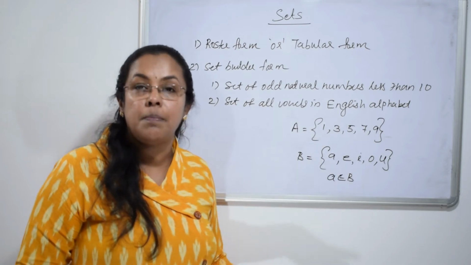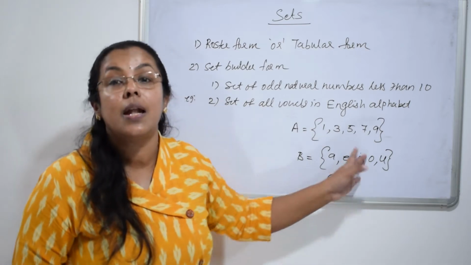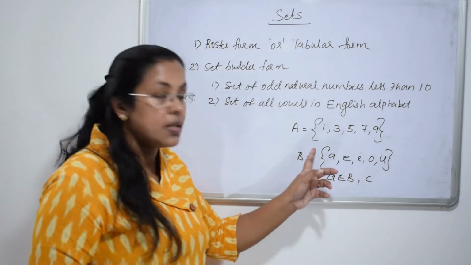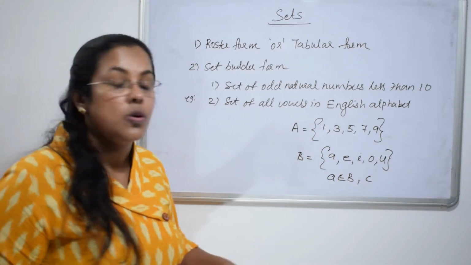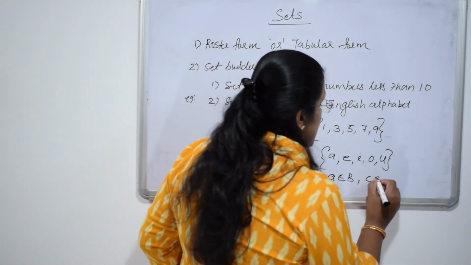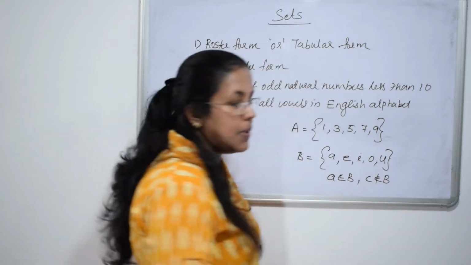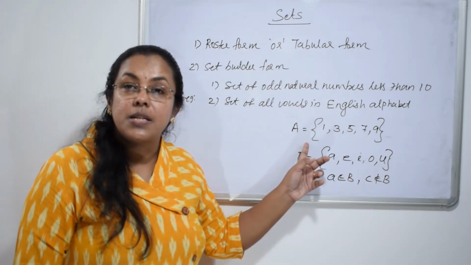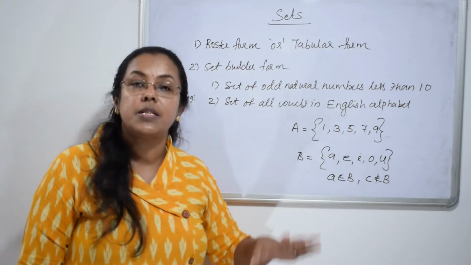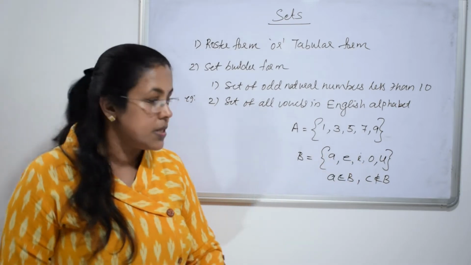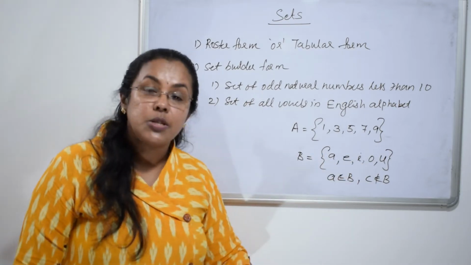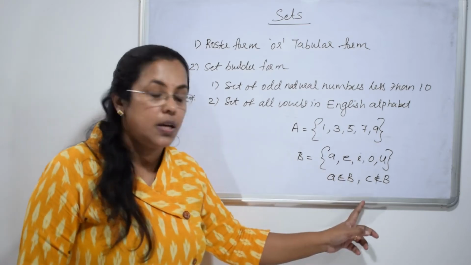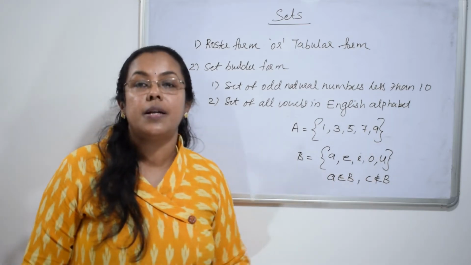a is a member of B. Mathematically, a ∈ B. What about c? Is c in this collection, in this set? No. So how can we write? c ∉ B, c is not an element of B. Clear? Sets are represented by capital letters and elements of the set are represented by small letters. a ∈ B means a is an element of B, and c is not an element of B.